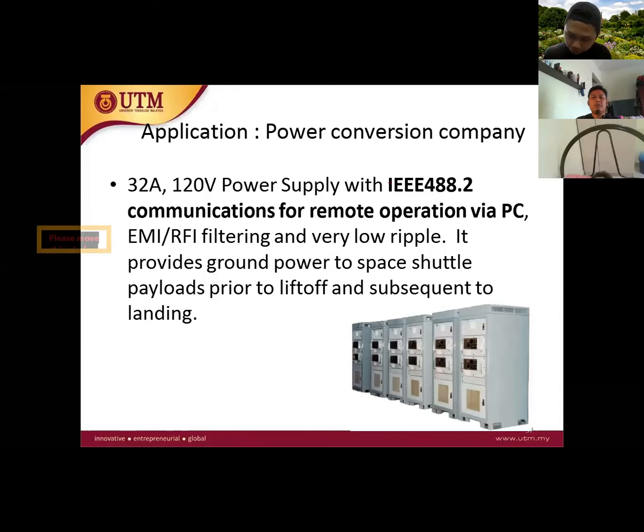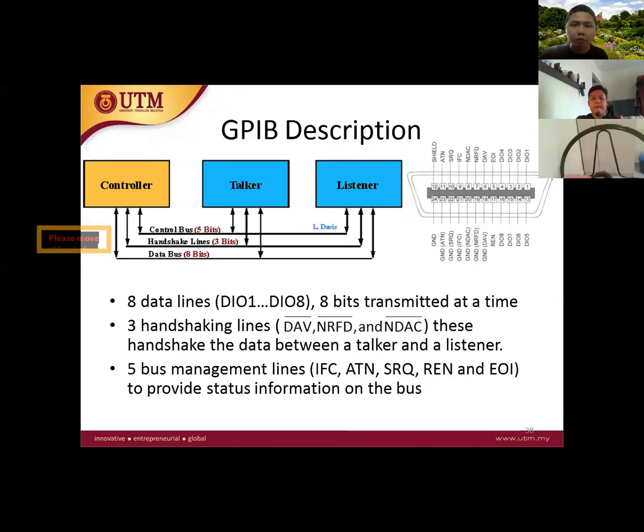As for applications of GPIB, it is used in a power conversion company, where it uses IEEE 488 communication to connect between the system and a PC. It provides ground power to the space shuttle load before the shuttle goes off into the atmosphere. So this is the GPIB description.